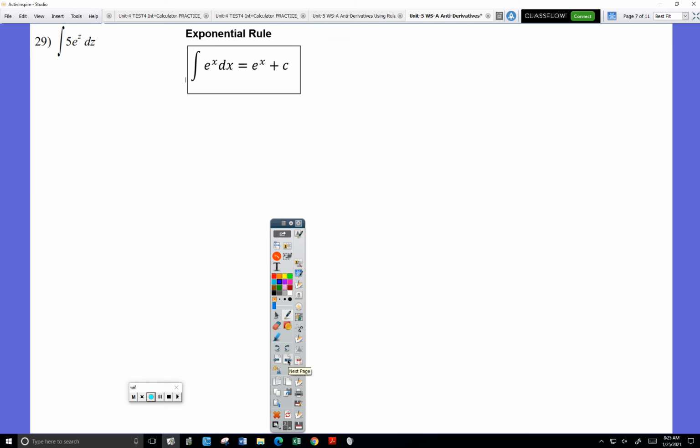Exponential rule, not very difficult. Pull out the 5. You're left with the antiderivative of e to the z, dz. The antiderivative of e to the z is just e to the z. That's it. There's nothing, exponential is not hard, so.